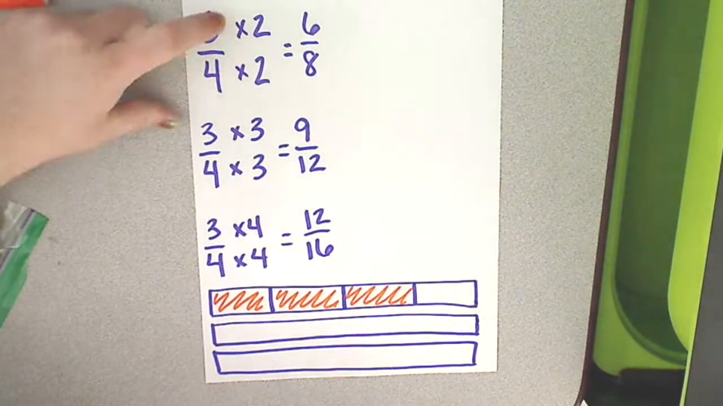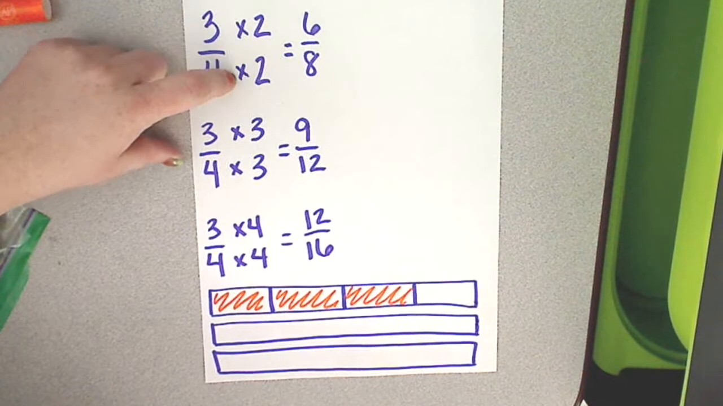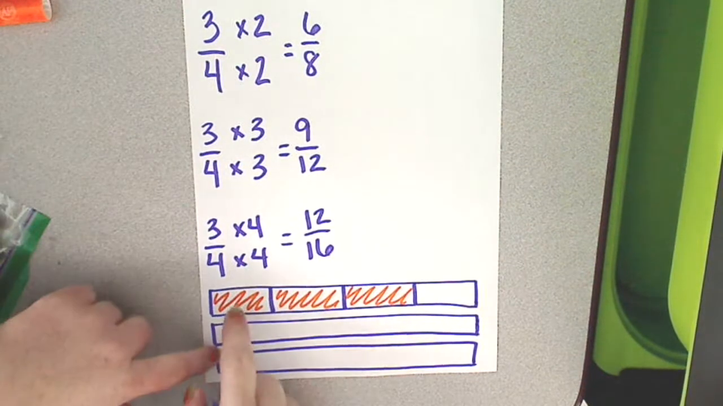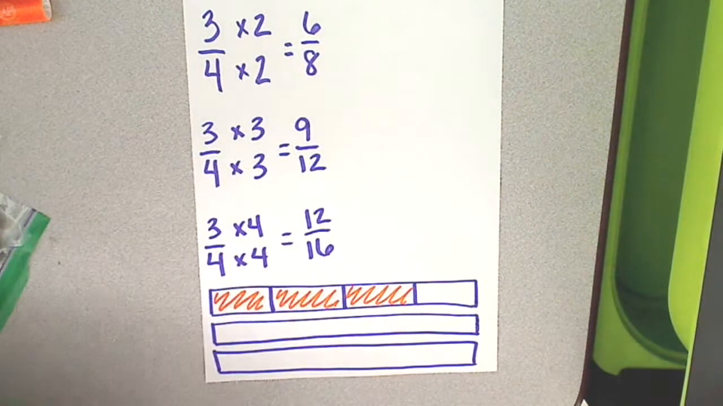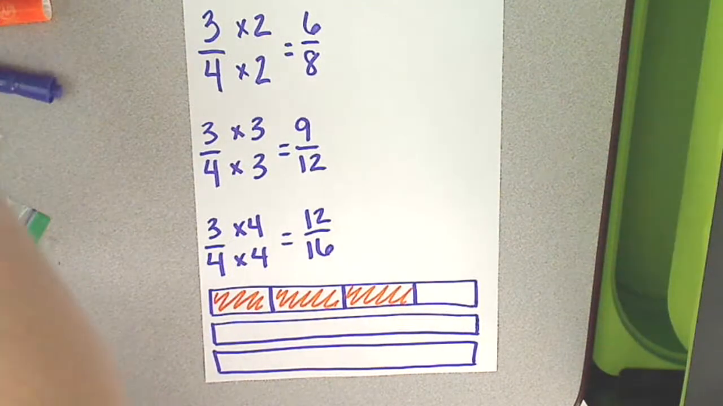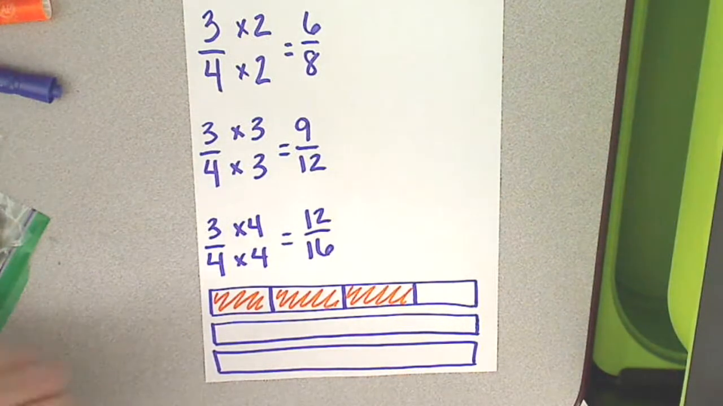Now, if I'm multiplying each piece times 2, then that means that I'm splitting each of these pieces in half. So I'm going to use a different color.